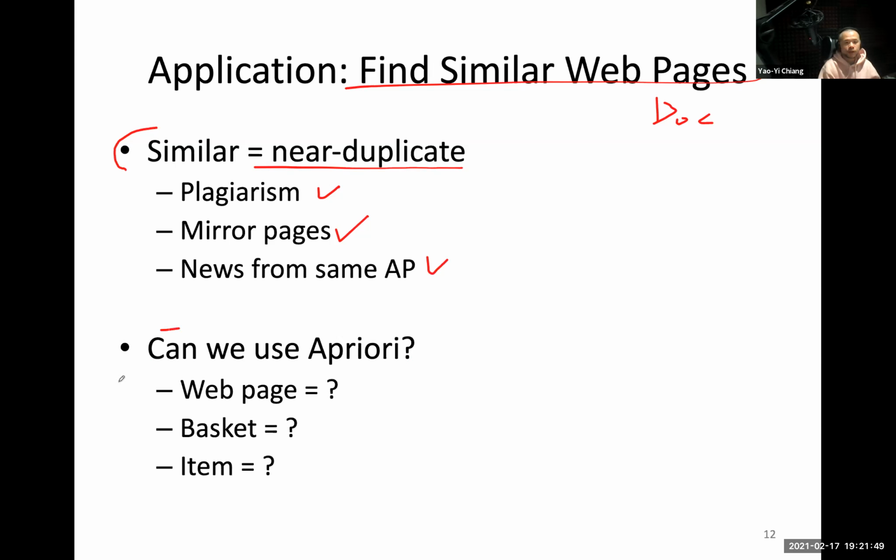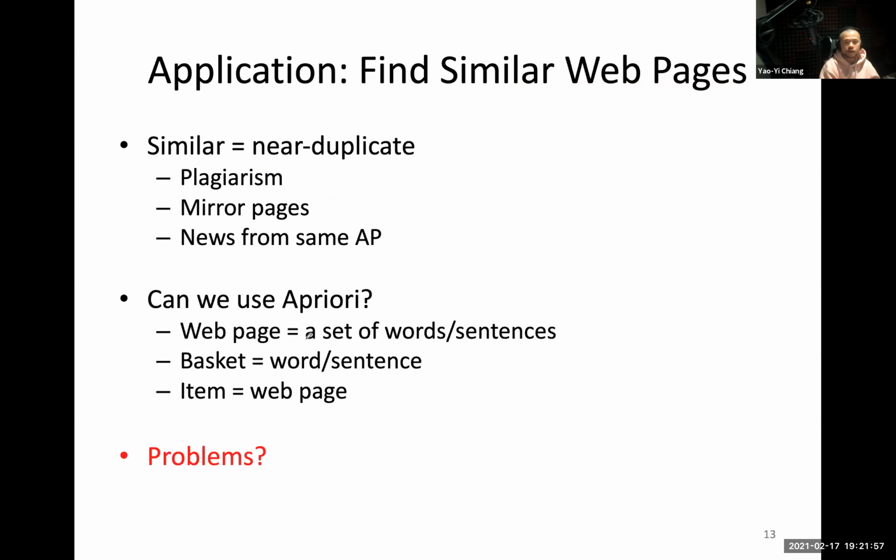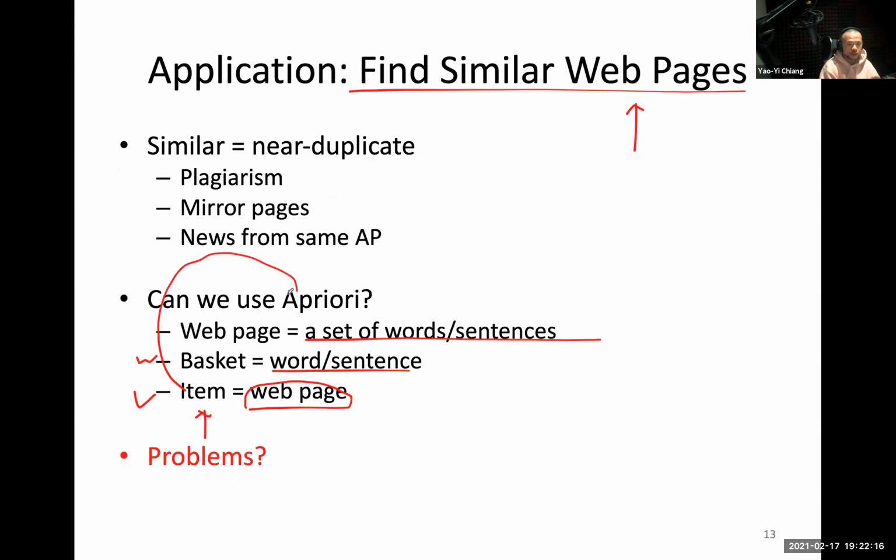So can we use Apriori? Well, if we're using Apriori like what we did in our frequent itemset example, your web page is a set of words or sentences. Then your baskets become words and sentences, and your items become web pages, right? Because finding relationships between items is the goal for Apriori. So that's how you set it up.